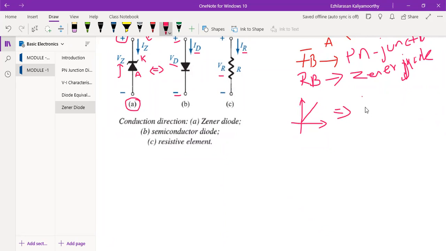But when I go for a diode, what will happen? It won't become like this. It's not linear, it will become non-linear. Your PN junction diode can also play a role as a resistor normally, but a non-linear resistor, and even the Zener diode also.